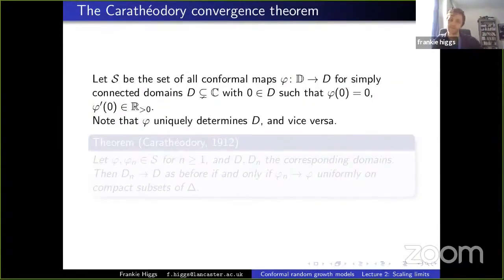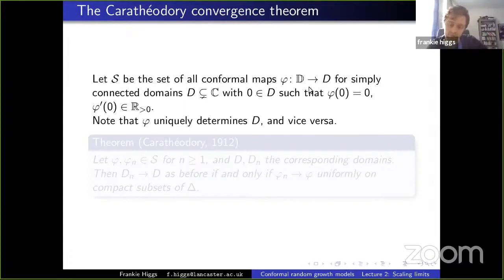So we have something quite powerful from 100 years before this paper, the Carathéodory convergence theorem. I'm going to state the theorem in terms of the unit disk, the inside of the unit disk rather than the outside, just because it makes it slightly simpler to state. This is all equivalent just by applying an inversion. Z maps to 1 over Z. So S is the set of all maps phi, which correspond to our maps from a reference domain to some other domain.